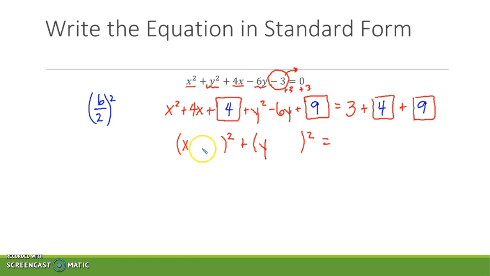So for the left side, to figure out what goes in your parentheses, you just do half of b. So we're going to take half of 4, which is a +2. Half of -6 is a -3. And then I'm just going to add. So 3 plus 4 is 7. 7 plus 9 is 16. And there's my equation. If I wanted to graph from here, my center would be at -2, +3. And then my radius is the square root of 16, which is 4.